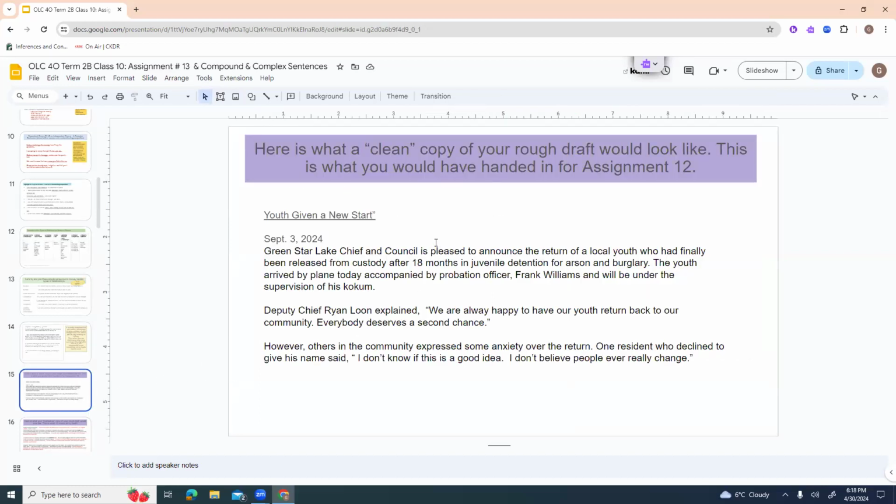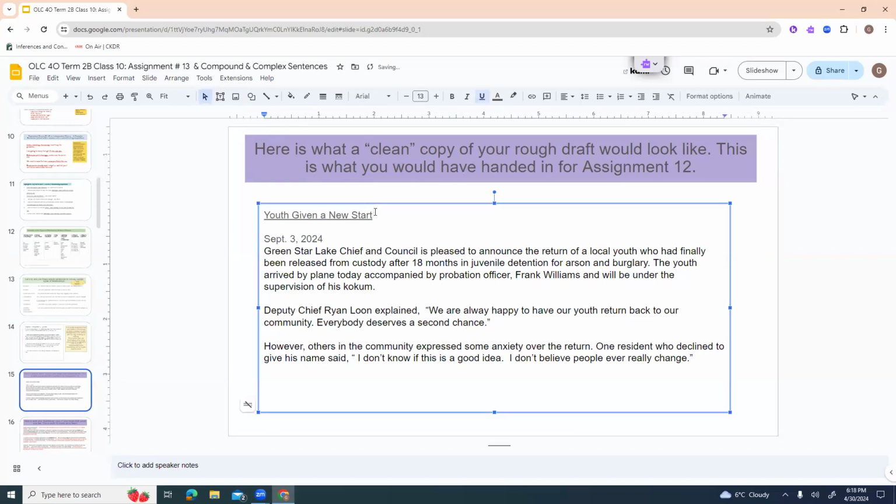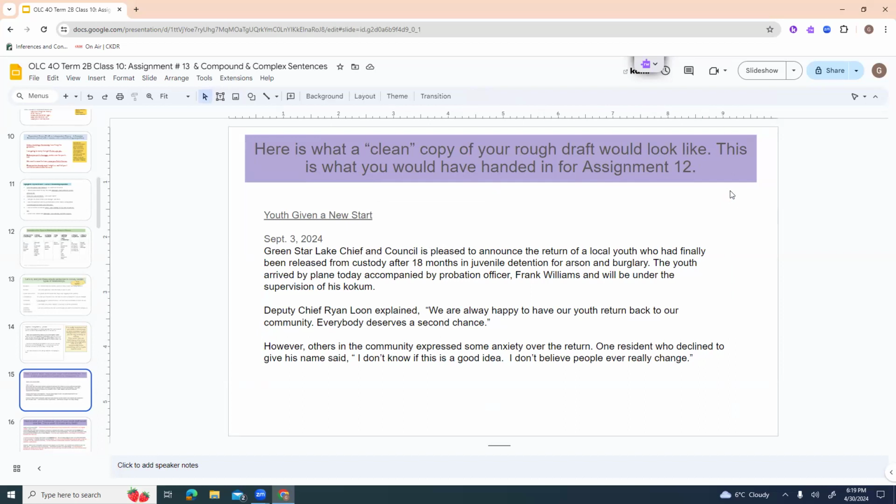So let's pretend this is my clean copy. There's no real mistakes. This is what I handed in to the teacher for assignment 12. Youth given a new start. That's my headline. I'm not going to really need quotations there. September 3rd, 2024. Green Star Lake Chief and Council is pleased to announce the return of a local youth who had finally been released from custody after 18 months in juvenile detention for arson and burglary.